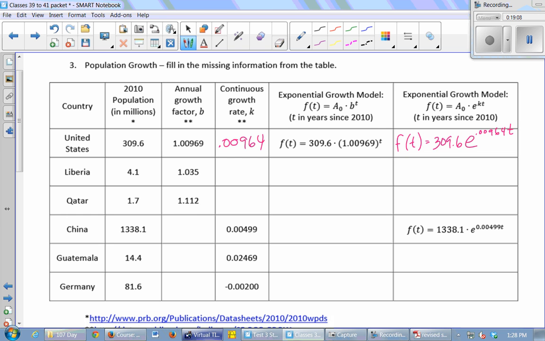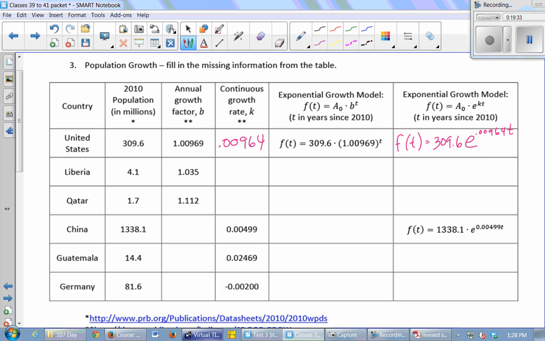Good. All right, looking at the next 3, China, Guatemala, and Germany, looking at their K values. Germany's is negative. What does that mean? It's decreasing. Its population is decreasing. It's losing people, right? What does that mean that its growth factor is going to be? Not negative.